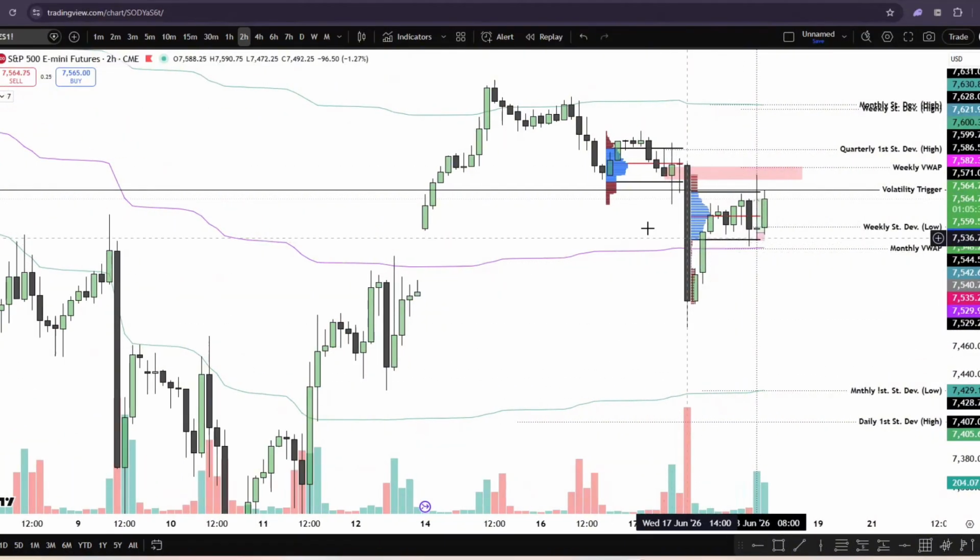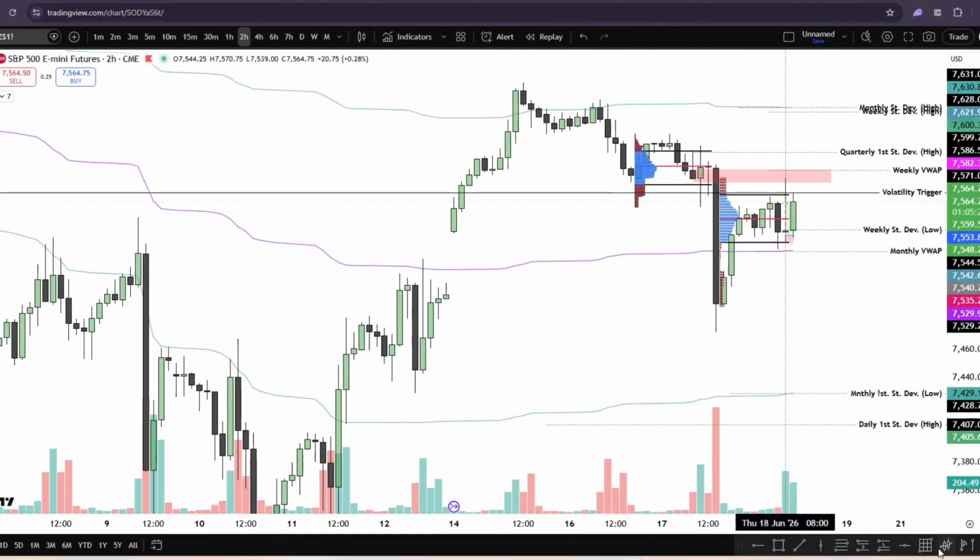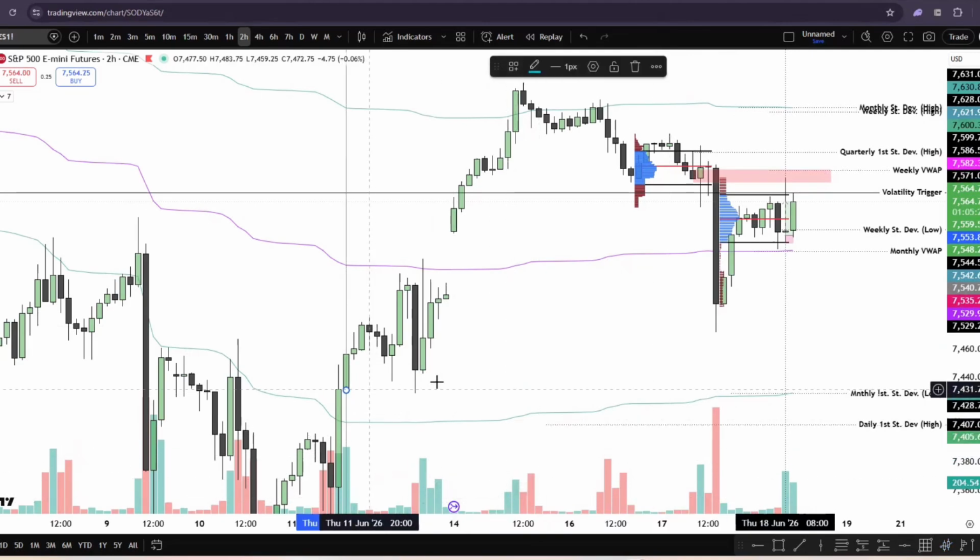So what does that tell you? That tells me that market does not want to trade lower. This area within monthly VWAP and monthly first standard deviation low, this area is too cheap for market. That's not fair value. It was right. And where does market go to? Right here, right? It was at fair value.